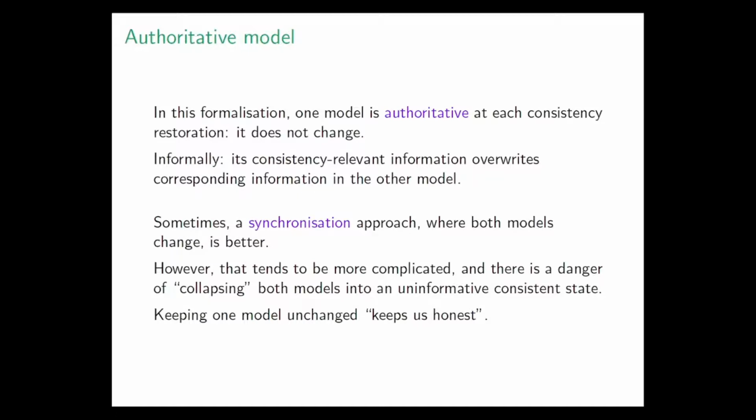Sometimes you might quite correctly say, isn't it better to have a synchronization approach where both models change? That tends to be a bit more complicated, and technically there's a danger of collapsing both models into an uninformative consistent state. So you might accidentally restore consistency by deleting all the information from both models, and then you have to take care to rule out such bad things happening. Keeping one model unchanged is a relatively easy way to keep us honest in this, which is one reason for doing it that way.